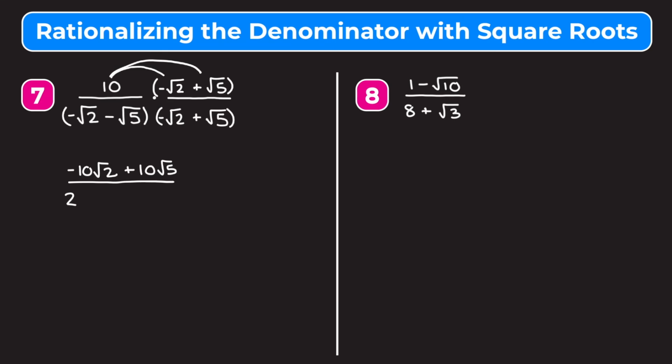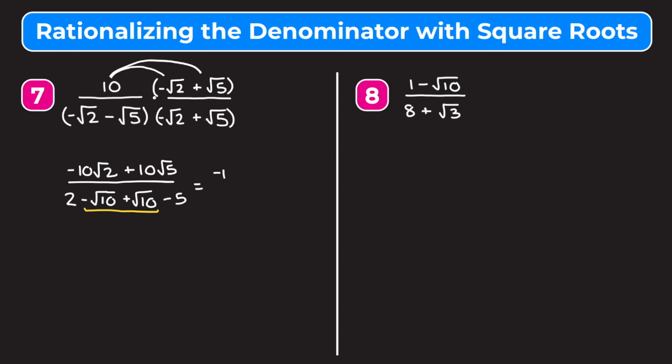Multiply the outer terms, negative root 2 times positive root 5 is going to give us a negative root 10 because we multiply the numbers under the roots. Multiply the inner terms, negative root 5 times negative root 2 is going to become a positive root 10. And multiply the last terms, negative root 5 times root 5 is going to give us a negative 5. Again, our middle terms cancel out, so we got rid of the roots, which is what we want.